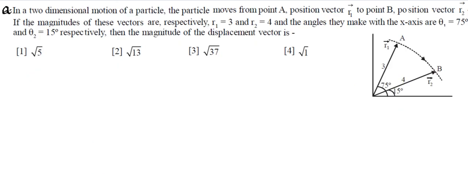Here's the next problem. It says, in a two-dimensional motion of a particle, the particle moves from point A, whose initial position vector is r1, to point B, whose position vector is r2. If the magnitudes of these position vectors are 3 and 4 and the angles made by them are θ1 and θ2, find the magnitude of the displacement vector.